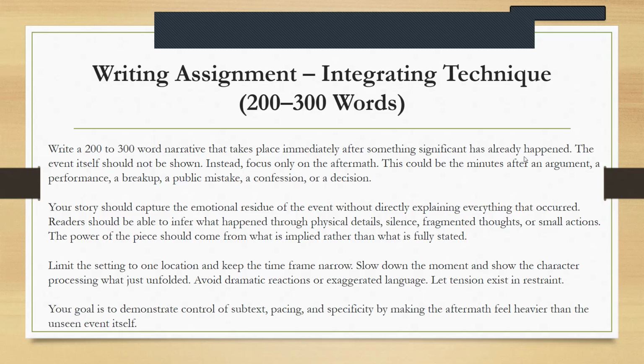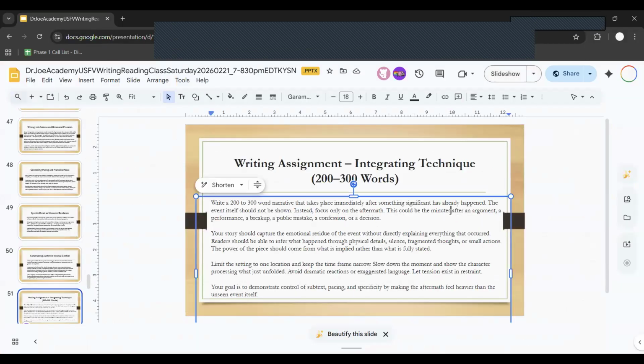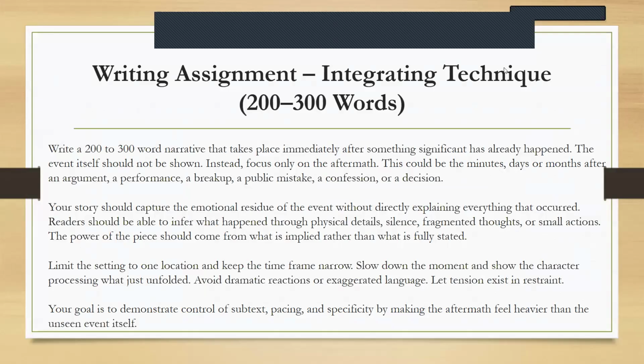As mentioned, this could be minutes after an argument, a performance, a breakup, a public mistake, a confession, or a decision. And I just want to write over here, it could be minutes, days, or months after, just to give everyone that option in terms of what they're writing. Your story should capture the emotional residue of the event without directly explaining everything that occurred. Readers should be able to infer what happened through physical details, silence, fragmented thoughts, or small actions.